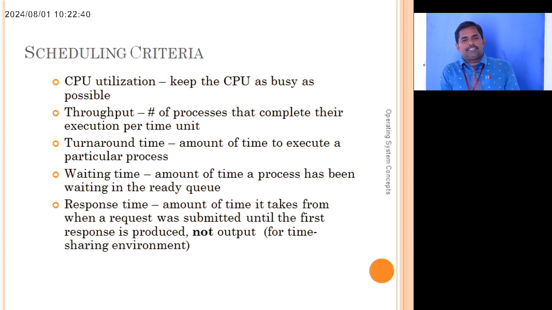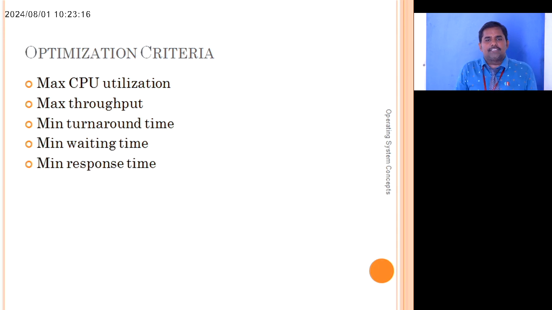Scheduling criteria are basically based on these criteria. One is CPU utilization, which we already discussed: keep the CPU as busy as possible. Throughput is the number of processes that complete their execution per unit of time. Turnaround time is the amount of time to execute a particular process. Waiting time is the amount of time a process has been waiting in the ready queue. Response time is the amount of time from when a request was submitted until the first response is produced, not output. Response was produced for the certain requests.